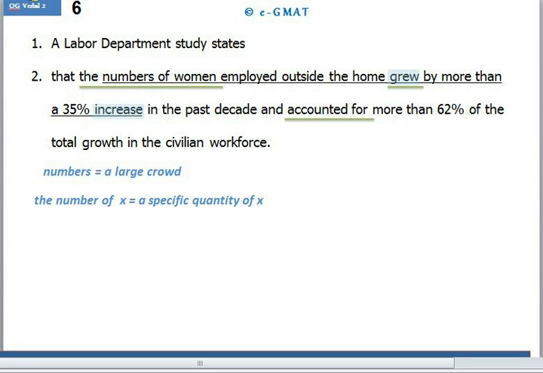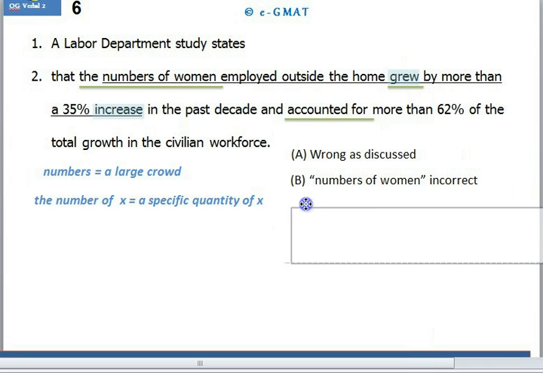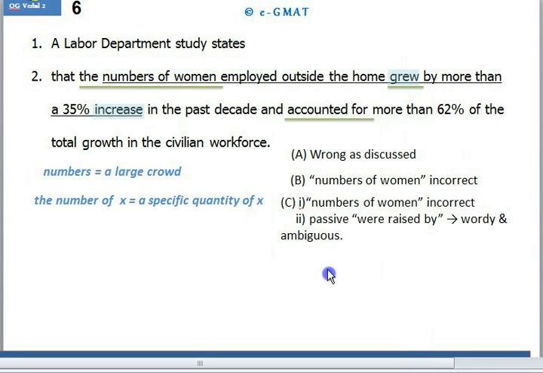As we discussed just now, choice A is not the correct answer. In choice B, we again see the same mistake with the expression the numbers of women. In choice C, there are two errors, the first one being the numbers of women, and the second one is were raised by.